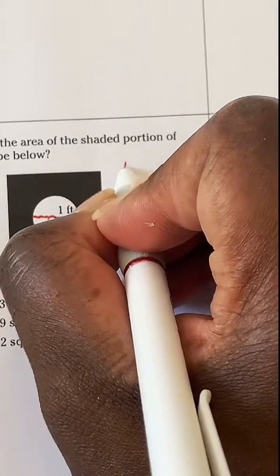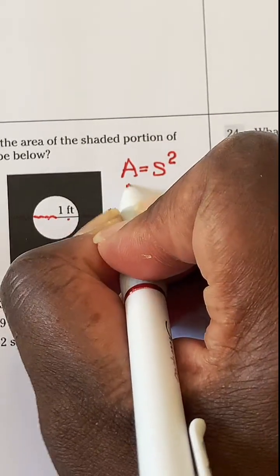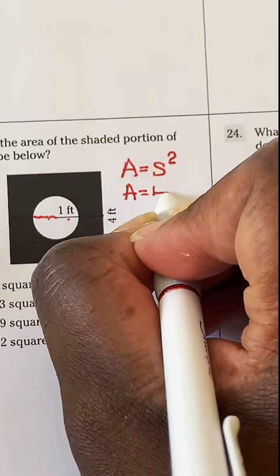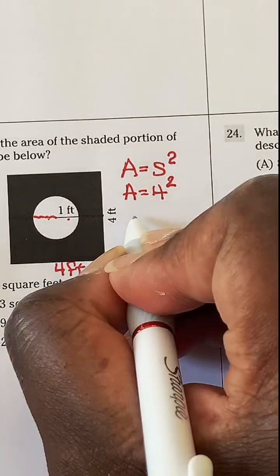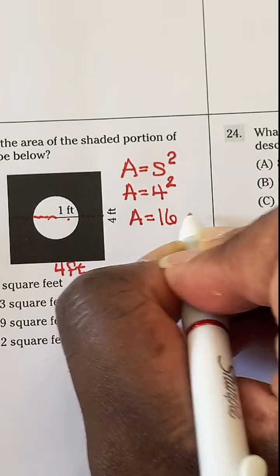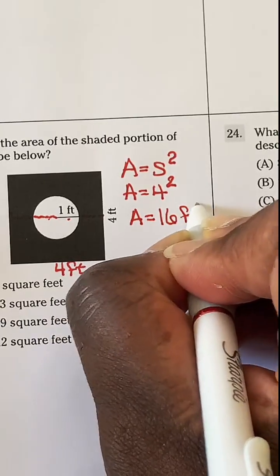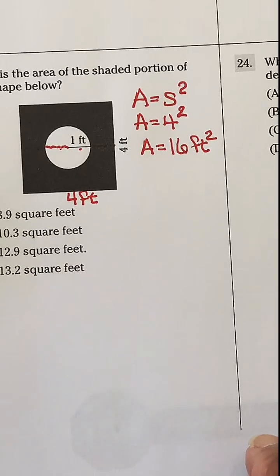So we're finding the area of a square, which is your side squared. So we know our side is 4 feet, and we're going to square that. 4 squared is not 8, it's 16. So the area of the square is 16 square feet. So now we need the circle.